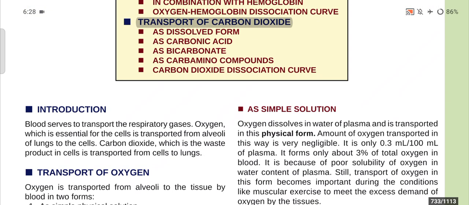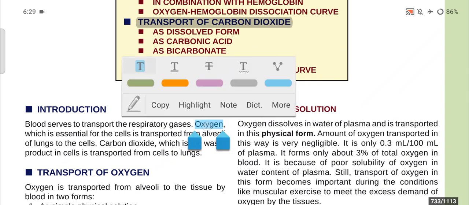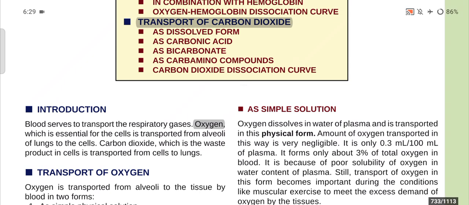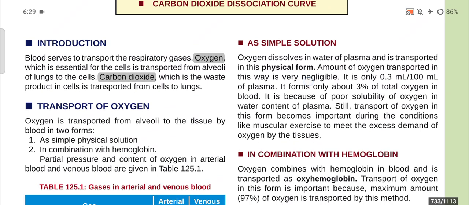First of all, blood serves to transport the respiratory gases. Oxygen, the most essential gas for the cells, is transported from the alveoli of the lungs to the cells, and carbon dioxide, which is the waste product of the cells, is transported from the cells to the lungs.